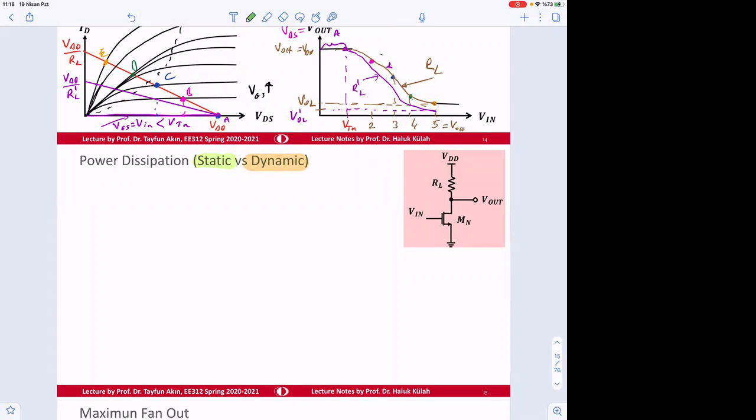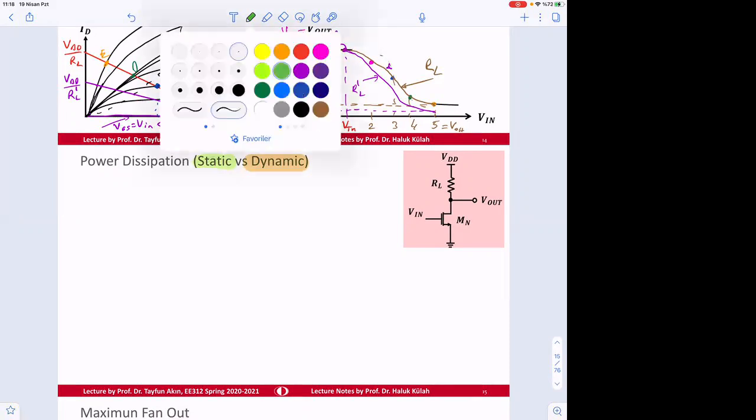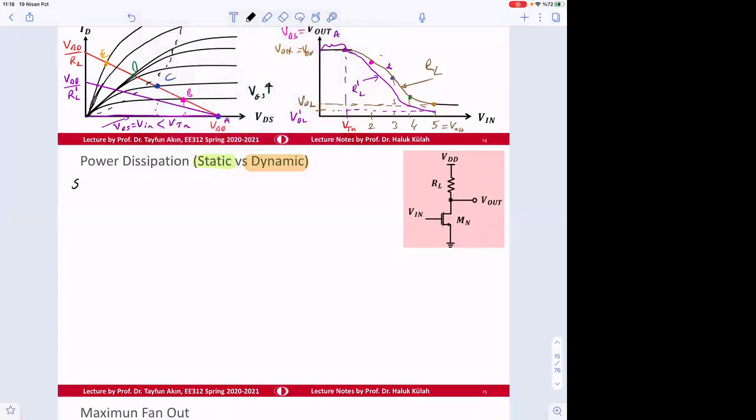Static power dissipation is the power dissipation when the output is high and when the output is low. P static is going to be P when output is high plus P when output is low, divided by 2. Okay, so this is what we learned before.